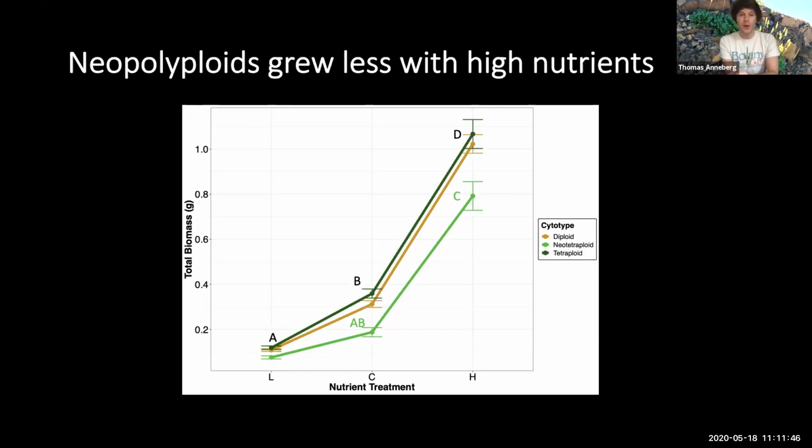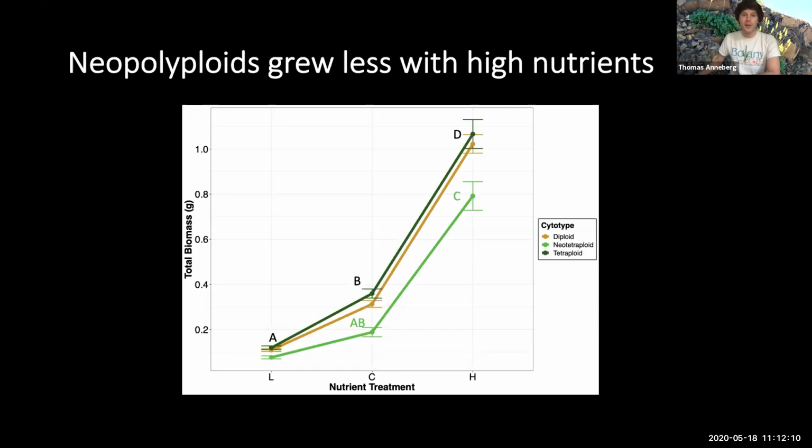So the first thing you probably notice is that with increasing resource supply, the neotetraploids didn't grow as much as their diploid parents. And at the low nutrient supply, we see that there's no statistical difference between diploids, established tetraploids, and neotetraploids. So with increasing resource supply, the neotetraploids just grew less.